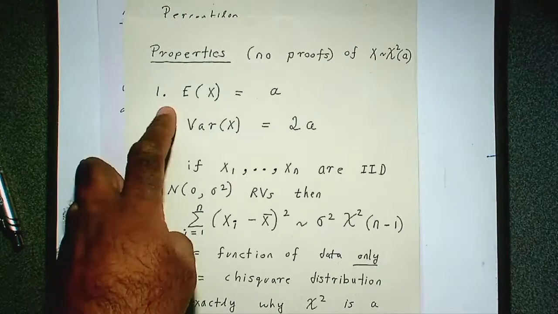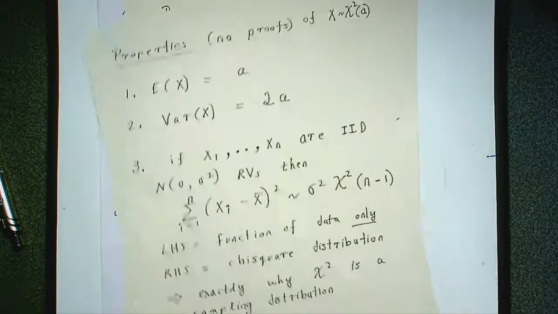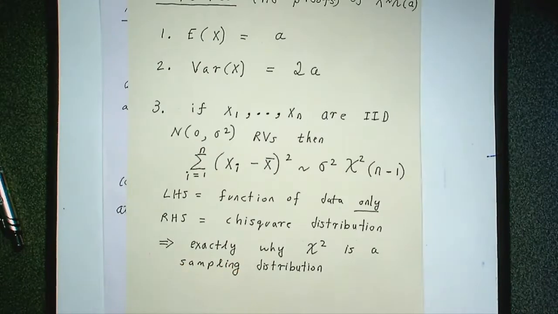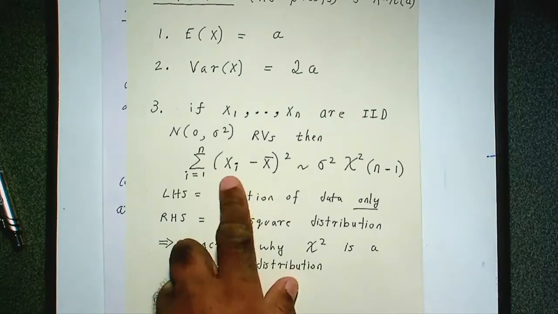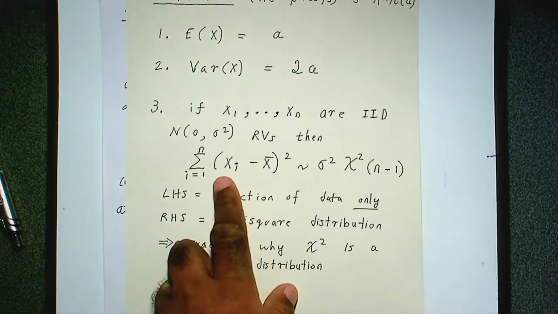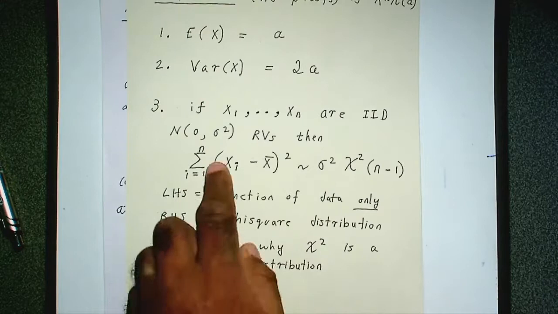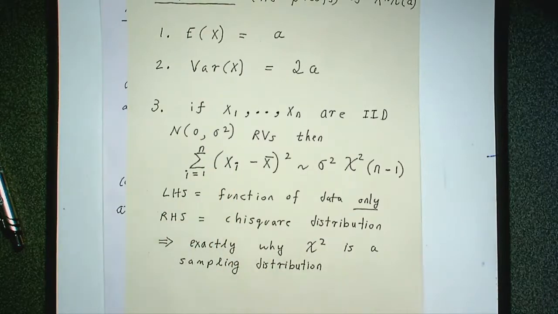The first one is the expectation, the variance. And property number 3 explains why chi-squared is a sampling distribution. That's because you have a function of the data on the left-hand side, which involves only the data, and it has a chi-square distribution. That's precisely why the chi-square distribution is a sampling distribution, right?